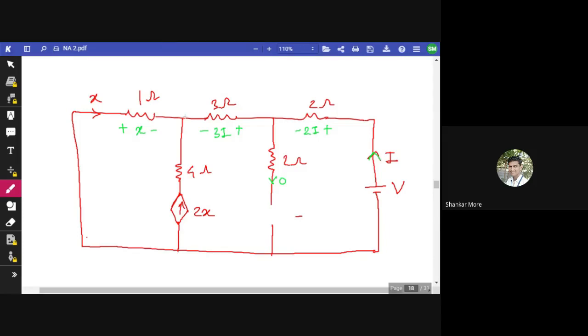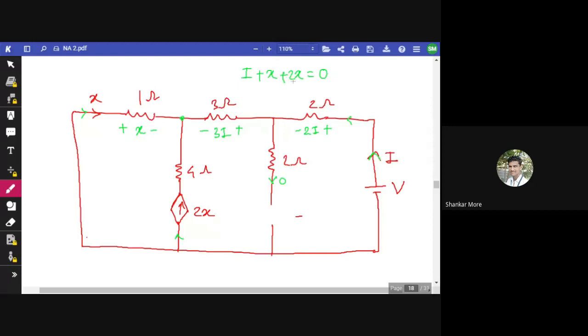Now, see, this is one node and there are three currents coming here. X is coming here, X is coming here, 2X is coming here, and I is coming here. So I plus X plus 2X is equal to what? Tell me. It should be what? KCL. No, it should not be S. It should be 0. Yeah, it should be 0. Did you understand this? All right.